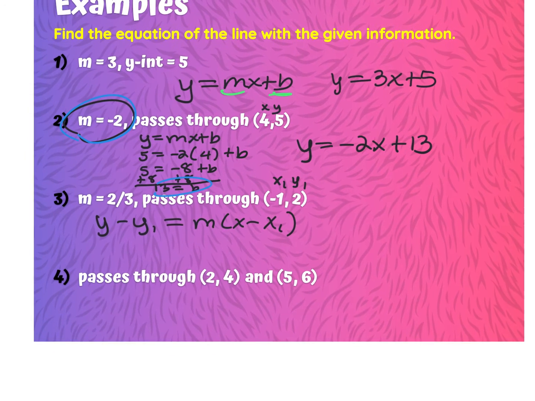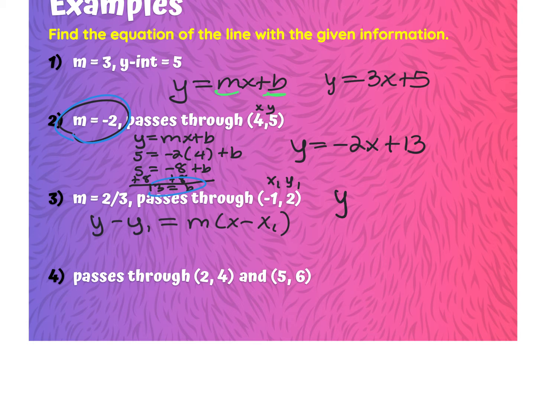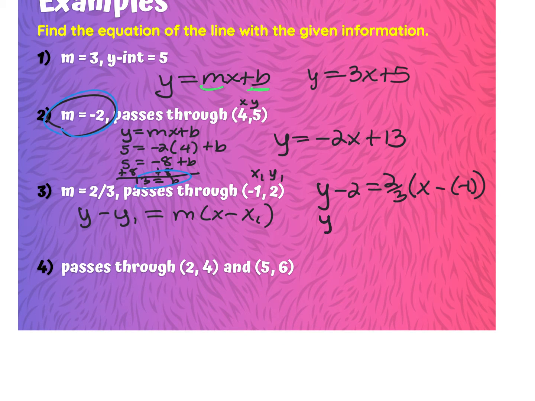So let me come over here to the side. So my y1 is 2. So y minus 2 equals 2/3, that's my slope, 2/3 times x minus, and be careful here, it's a minus minus. So in the parentheses here, this is actually going to turn into 2/3 times parentheses x plus 1. So when your ordered pair is a negative number, be careful because the subtraction sign is part of the equation.